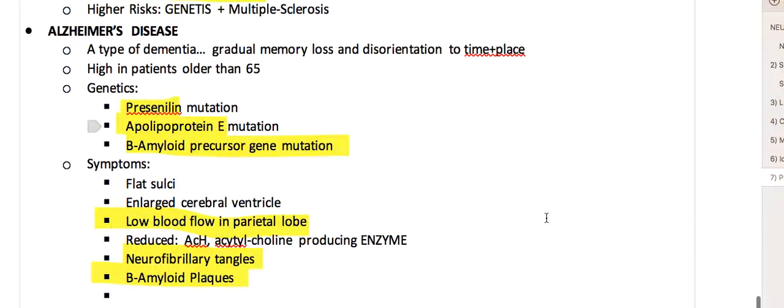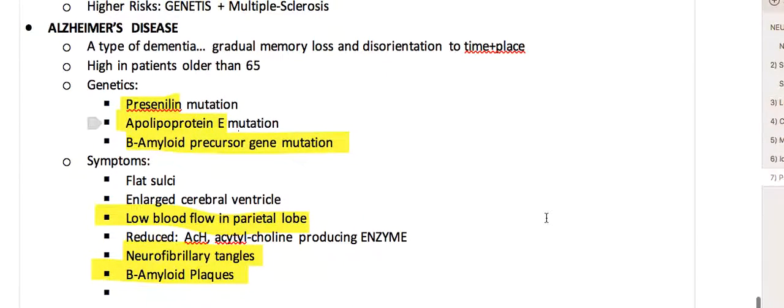All right, Alzheimer's disease. It's a type of dementia with gradual memory loss and disorientation to time and place. You don't know where you are. You don't know who is around you. You can't recognize people. Very high prevalence in patients older than 65. Genetics: there are 3 different genes that could have mutations: presenilin, apolipoprotein E, and beta amyloid.